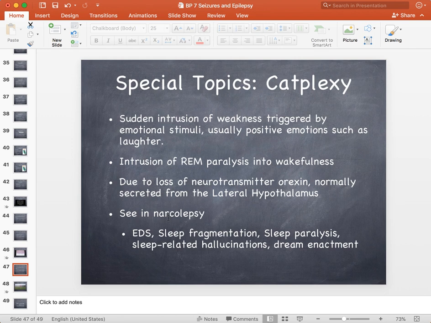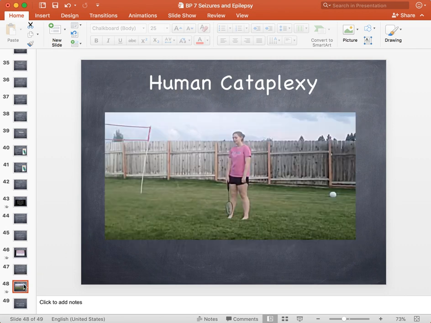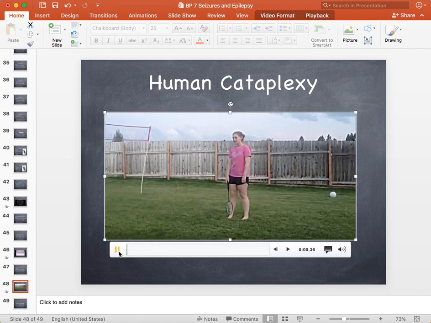The final special topic here is cataplexy, not catplexy. That was my fault. Don't blame Dr. Asadi for that. We'll get into more of this during the sleep talk, but this is a sudden intrusion of weakness. This is REM atonia that intrudes during wakefulness. It is triggered by emotional stimuli such as laughter, due to a loss of the neurotransmitter orexin from the lateral hypothalamus, and is part of the larger narcolepsy syndrome. Here's one example of a young woman having a fun time with her family, playing badminton, laughing, and suddenly she goes atonic.